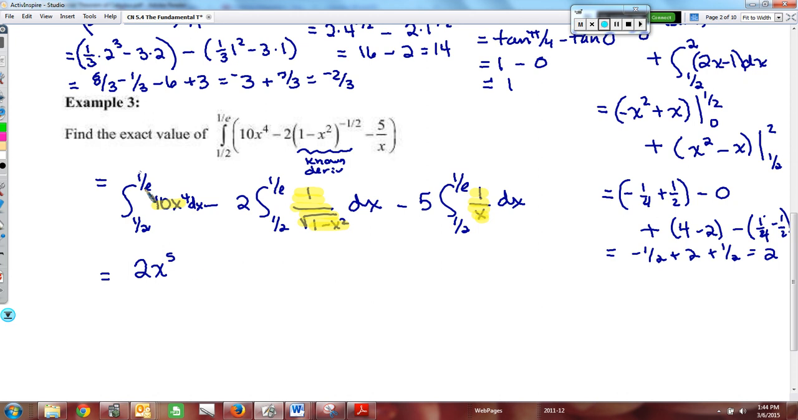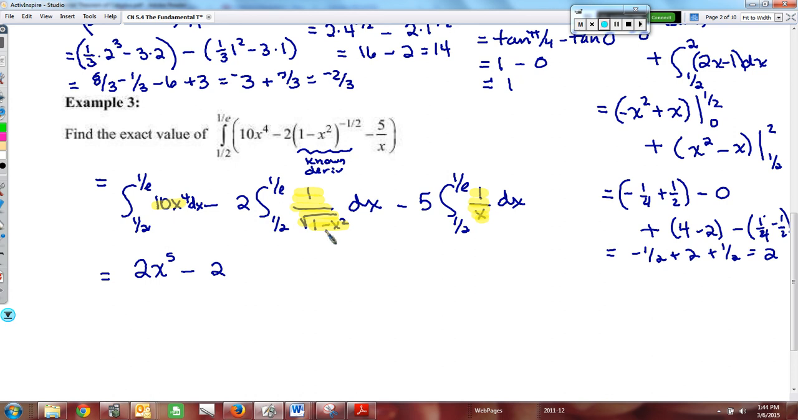Now, since these bounds are the same, like I said, this step is kind of unnecessary if you can see it as you are looking at it. So I don't really want to go bound 1/2 to e. I'm just going to stick it at the end. It's the same bound on every one of them. Over here, they had different bounds, so I kind of split those up. So I'm going to go 2x to the 5th, and then here, minus 2.